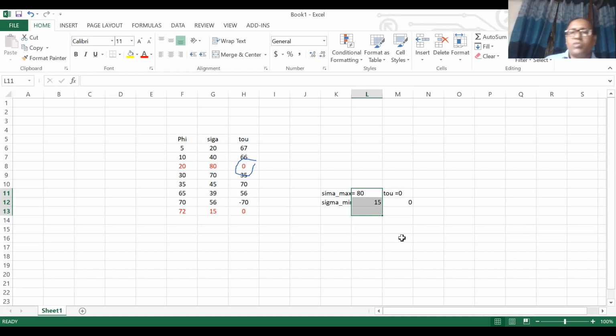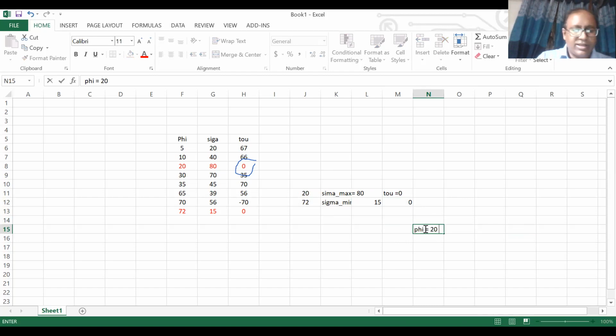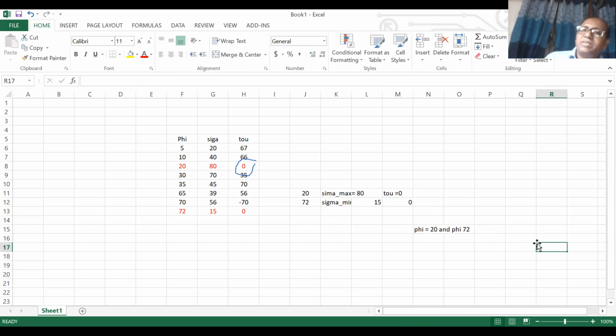Similarly, this one we are getting for a 20-degree angle, right? And this one we are getting for a 72-degree angle. So phi equal to 20 and phi equal to 72. These two angles are called principal plane angles. Because if you cut the object at this plane, your normal stress comes the highest and shear stress comes 0.